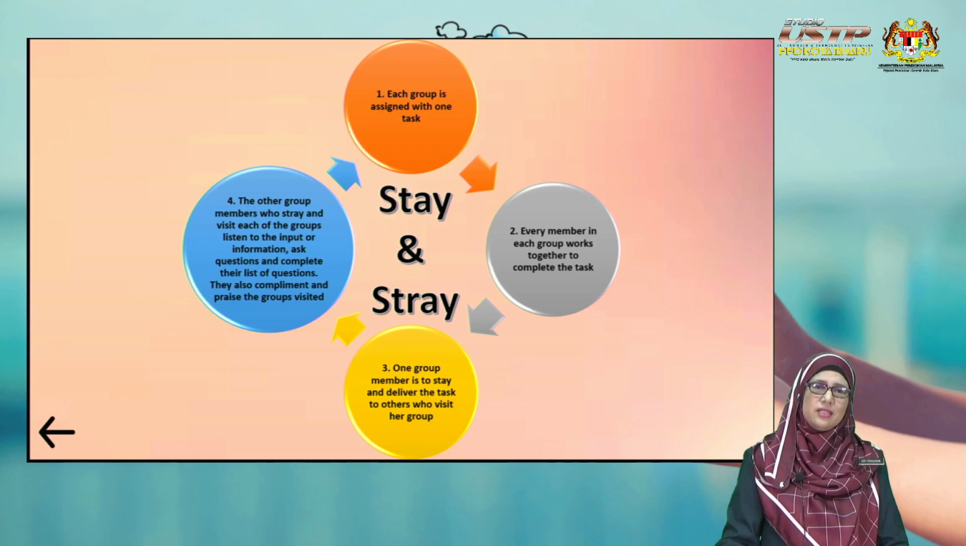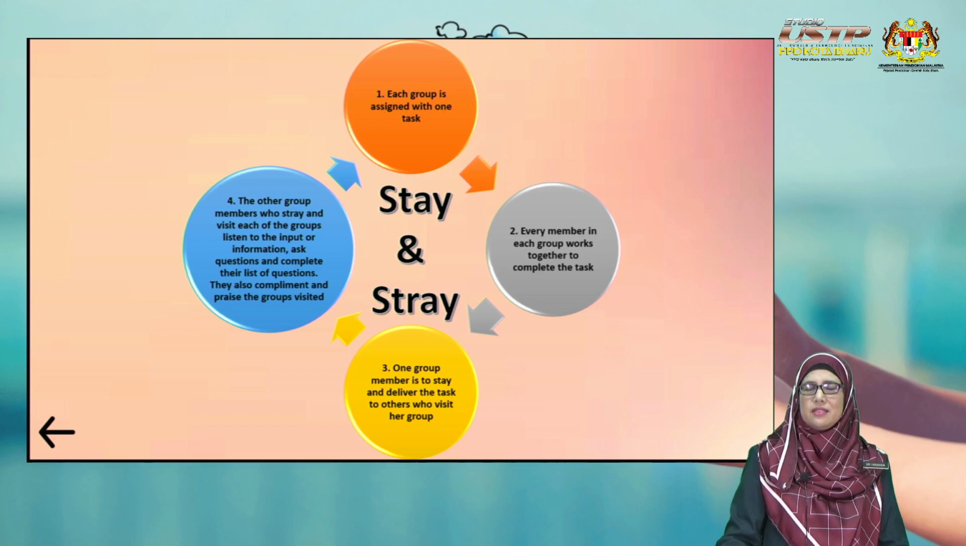For this activity, number 1, each group is assigned one task. Number 2, every member in each group works together to complete the task. Number 3, one group member is to stay and deliver the task to others who visit her group. And number 4, the other group members who stray and visit each of the groups listen to the input or information, ask questions, and complete their list of questions. They also compliment and praise the groups visited.